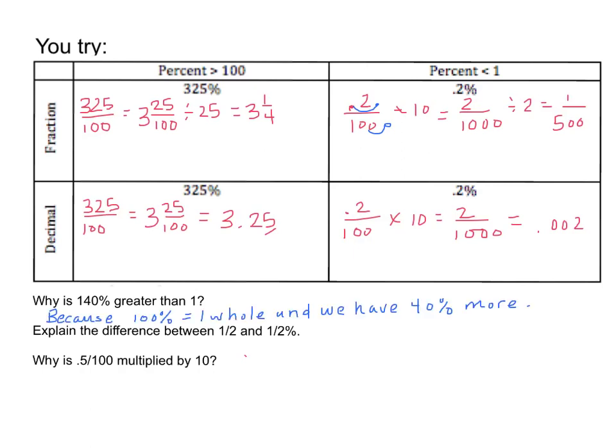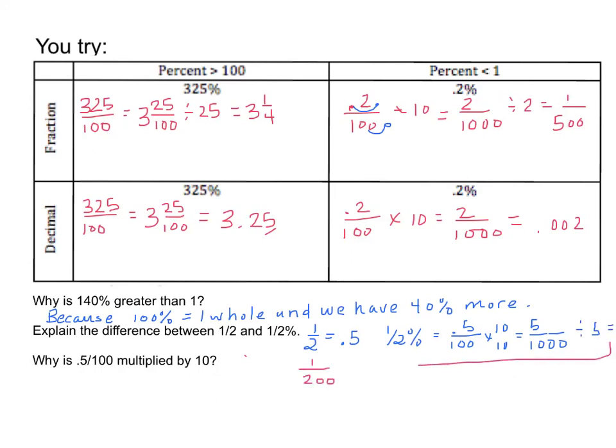For question number 1, 140% is greater because 100% is that 1 whole, and we have 40% more than that. The difference between a half and a half of a percent, well, 1/2 is 0.5. But a half of a percent is actually 0.5 over 100 because it's out of 100. So when we multiply it by 10, we get 5 1,000ths. Now when we divide it by 5, we actually get 1 over 200.